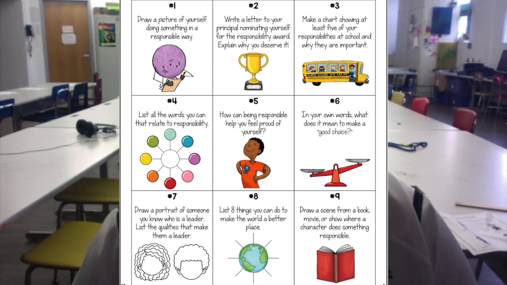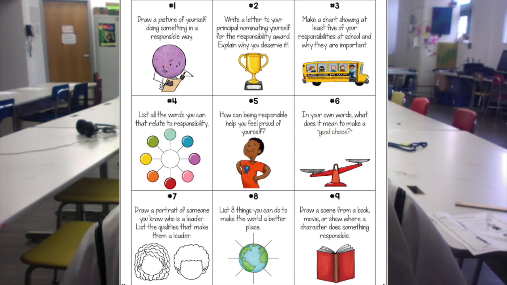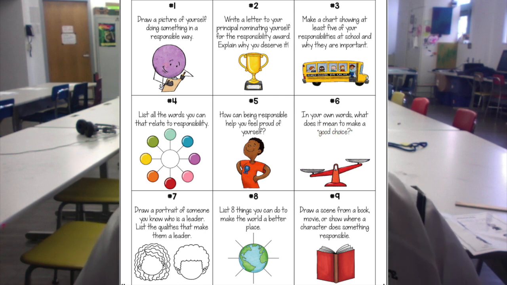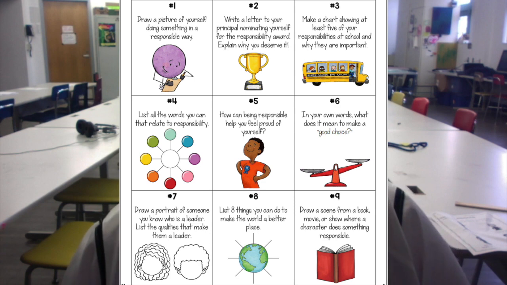So let's take a look at the choice board that we have here. The first choice you have is draw a picture of yourself doing something in a responsible way. That sounds pretty cool. Number 2, write a letter to your principal nominating yourself for the Responsibility Award and explain why you deserve it. We'll see if Mrs. McCooch wants to do that one. Number 3, make a chart showing at least 5 of your responsibilities at school and why they are important. That's a good one right there.